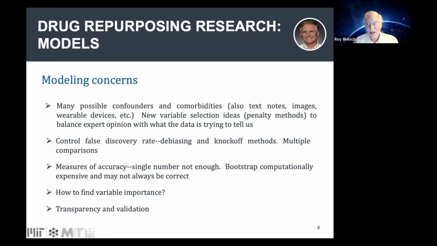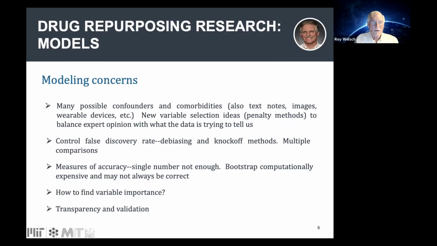there's the doctor's text notes, images, wearable device data streams, and so on. So if we have high dimensional data, we have that issue arise more and more. How do we select the important variables? Penalty methods may do it, but they create certain bias problems. How do we balance expert opinion with what the data is trying to tell us? So we have the data, it tries to say, these are the important things. The doctors and medical professionals say some other things are important. We may combine them, but this leads to some issues we have to address.